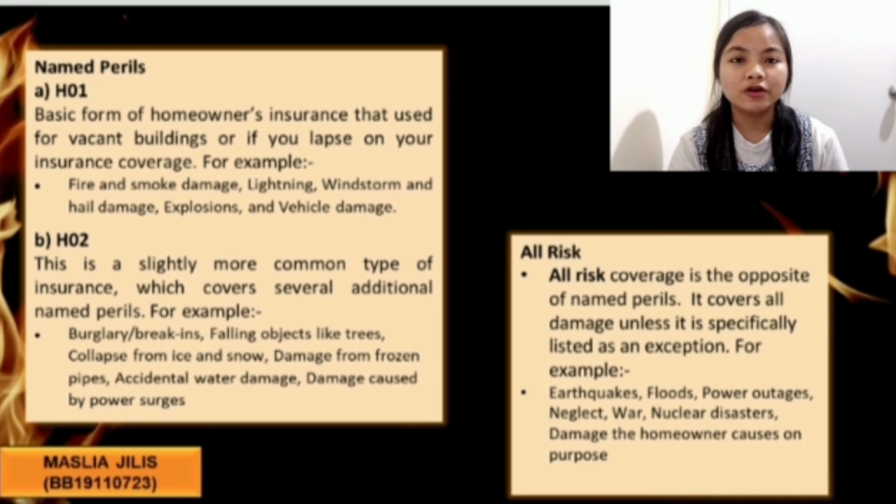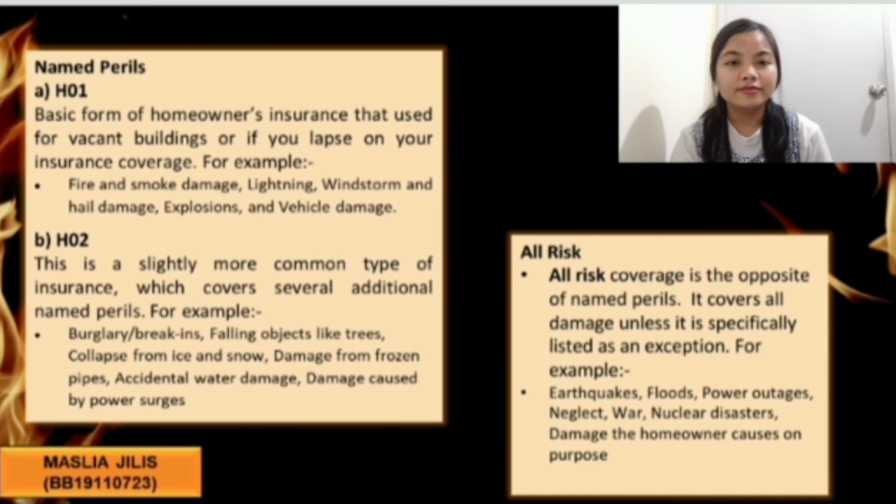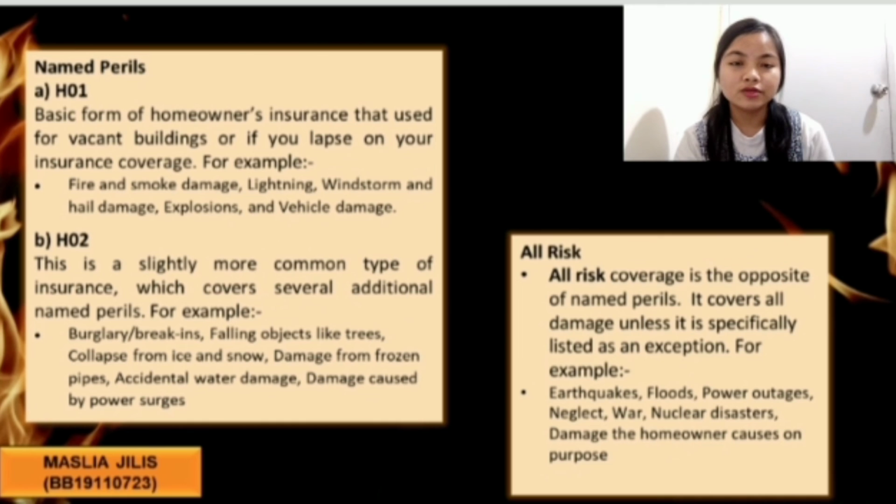HO1 is the basic form of homeowners insurance. It is used for vacant buildings or if you lapse on your insurance coverage. For example, fire and smoke damage, lightning, windstorm and hail damage, explosion, and vehicle damage. HO2 is a slightly more common type of insurance, which covers several additional perils. For example, burglary or break-ins, accidental water damage, and damage caused by power surges.